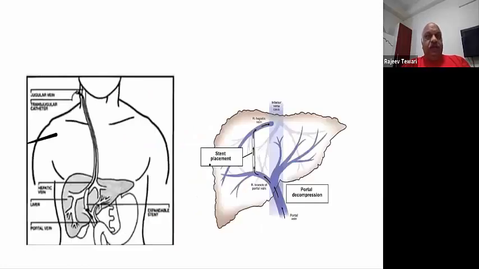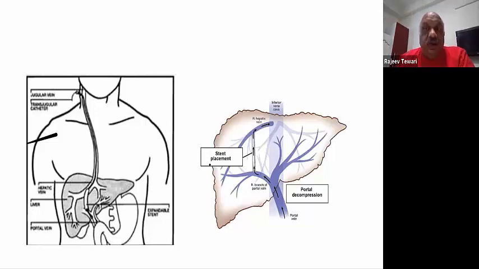Now this is TIPS, transjugular intrahepatic portosystemic shunt. You pass a guide wire from the jugular vein and reach the liver. The guide wire will go to the portal vein. You can see in the second diagram, you place the stent between the hepatic vein and the portal vein. So you are putting a stent inside the liver, going through the jugular vein, and this is done. It has very limited indications.